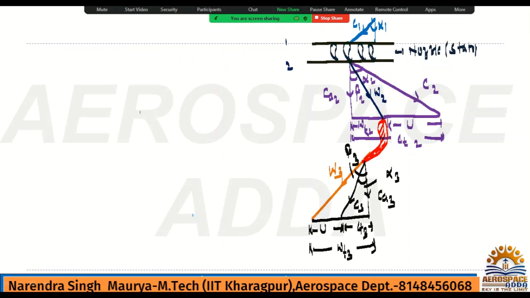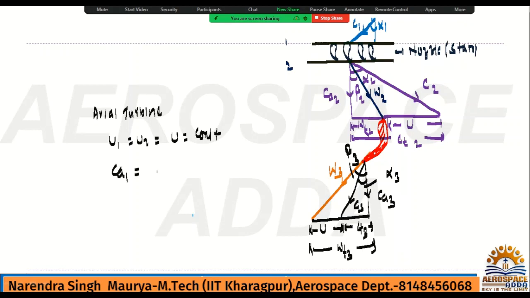Okay, if you check now, obviously because it's an axial turbine, U1 is equal to U2 is equal to U, which is constant. At the same time, CA1 is equal to CA2 is equal to CA3 is equal to CA, which is constant.